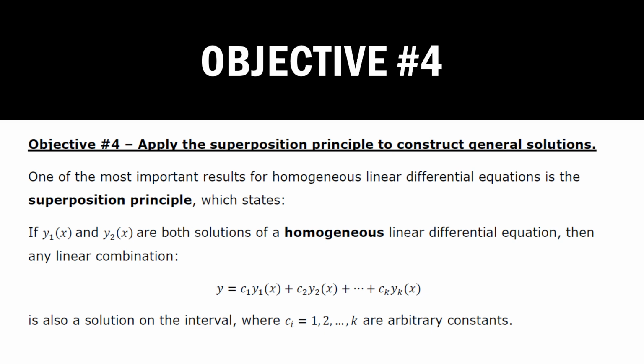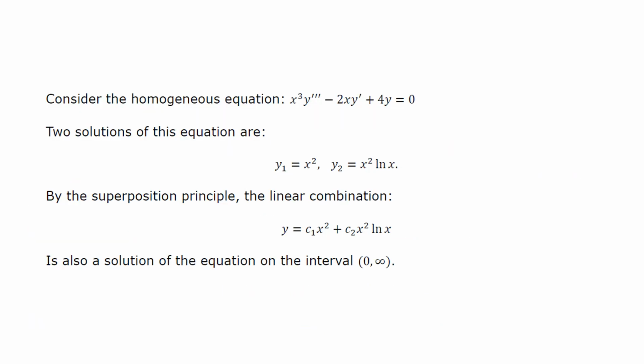Okay, so to make this click a little bit, let's do an example. We're going to consider this homogeneous equation, x cubed y triple prime minus 2xy prime plus 4y equals 0. And the two solutions for this equation are going to be y sub 1 equals x squared and y sub 2 equals x squared natural log x.